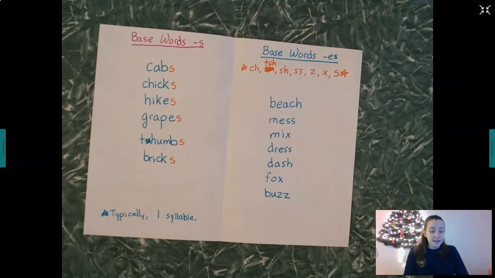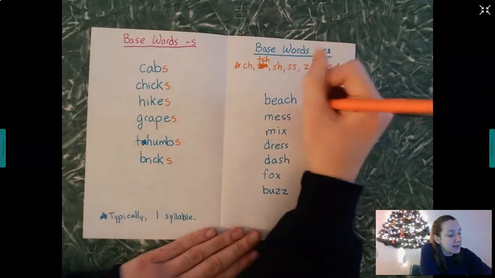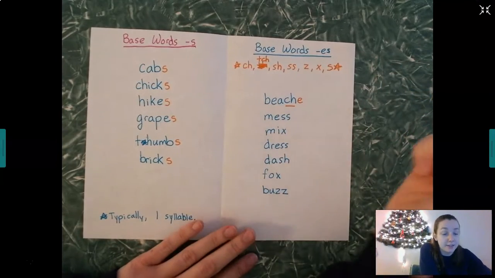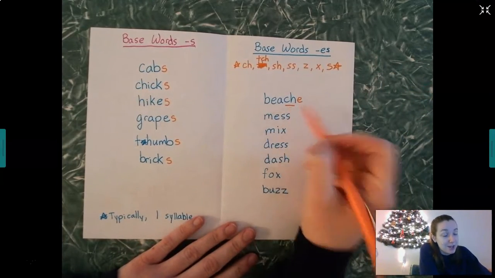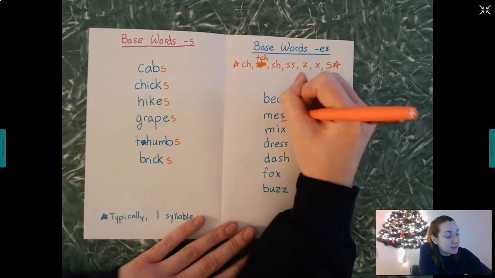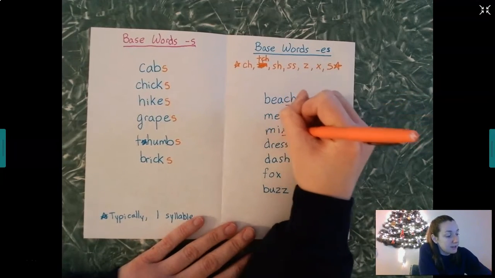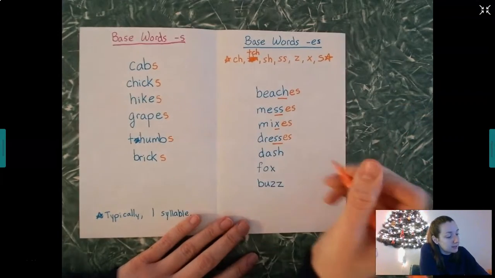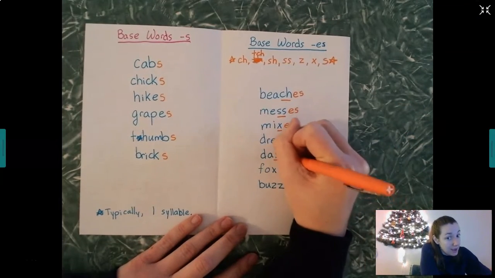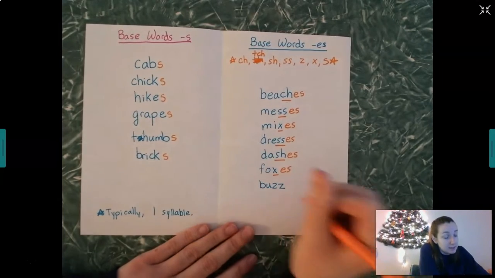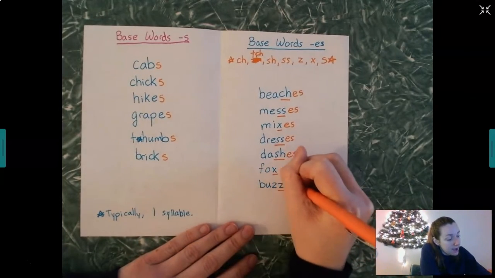So when you read these, you're going to add ES because you can see the CH. So if you see the CH, you're going to know to add ES. See the S or the SS, ES. X, ES. SH, ES. Z or ZZ, ES.